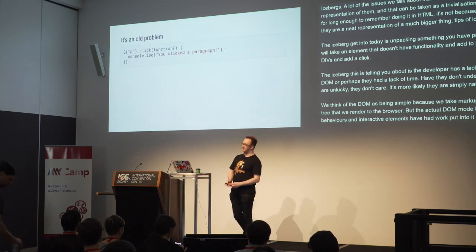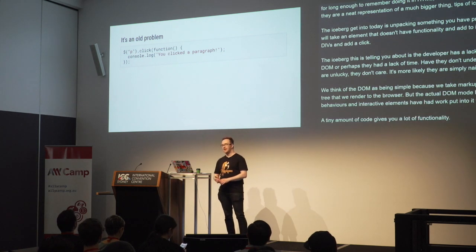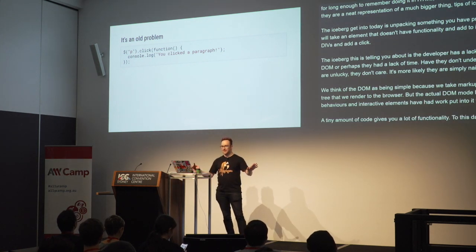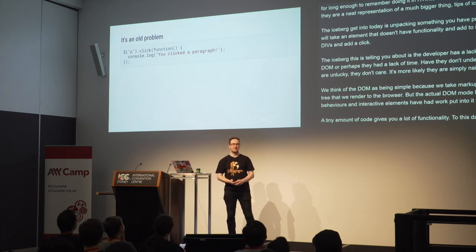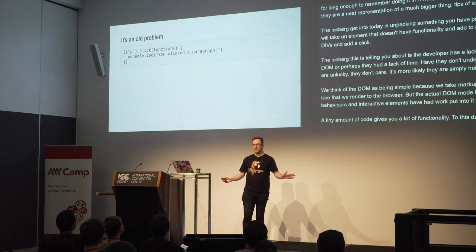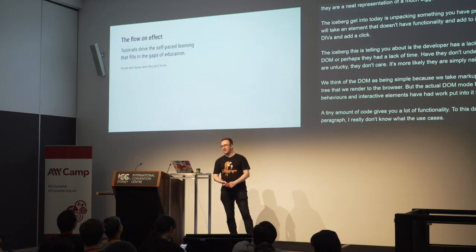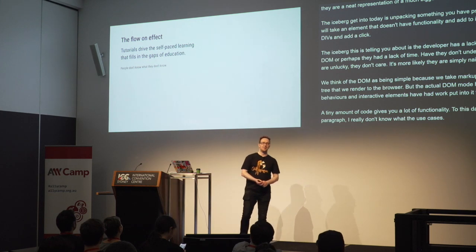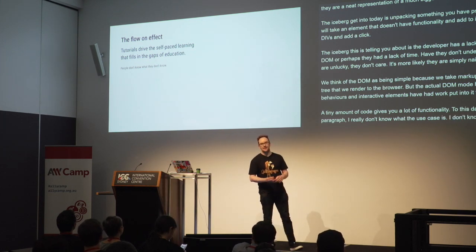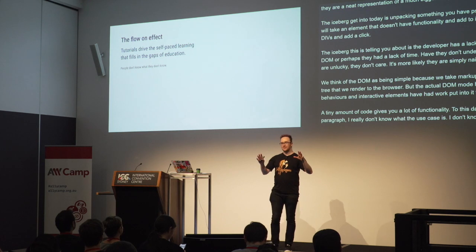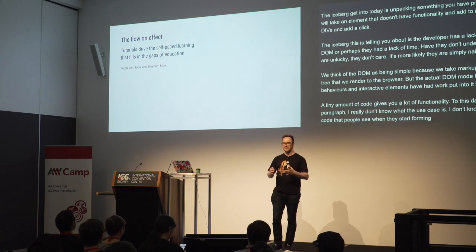And yet, to this day, jQuery's own docs immediately show this is how you do it. Attach a click event to a paragraph. I really don't know what the use case is to click a paragraph. I don't know what they were doing. And the flow-on effect of tutorials and the code that people see when they start learning something is that that's how they form their view of what this technology does, what you should use it for.